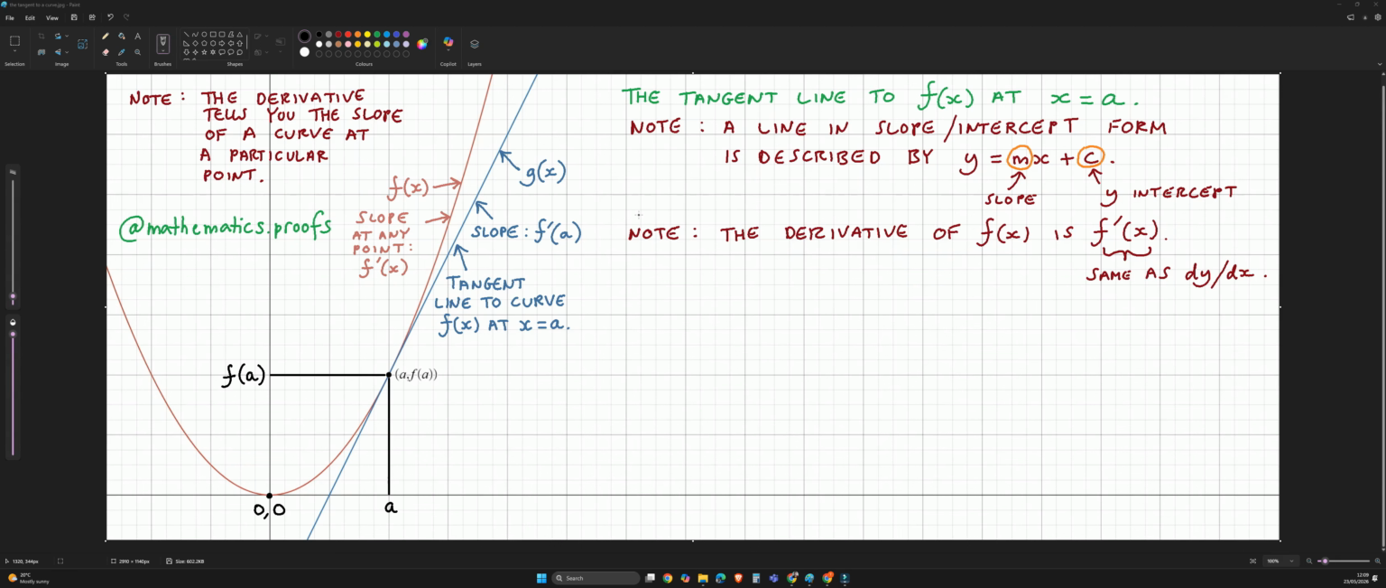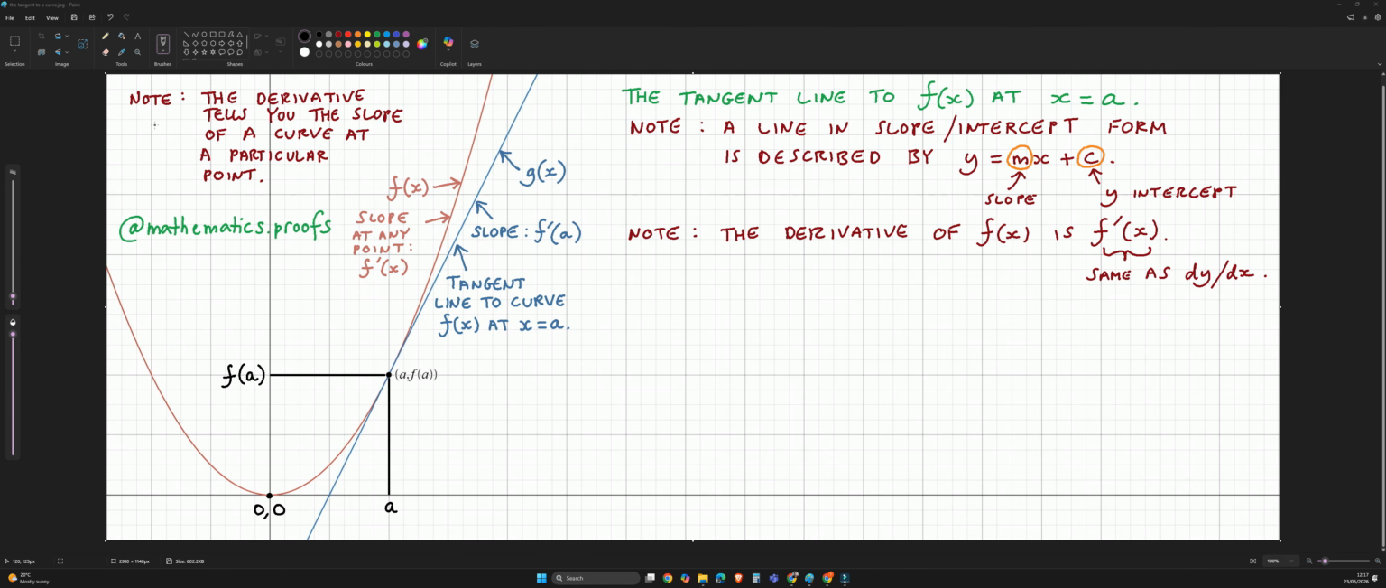Hi there, in this video I'm going to be showing you how to generate the tangent line to a function f(x), which is a curve in R2, at x equal to a. To begin with, we have a curve here, which is the function f(x), and sitting on this curve lies the point (a, f(a)). That is because when x is equal to a, y is going to be equal to f(a).